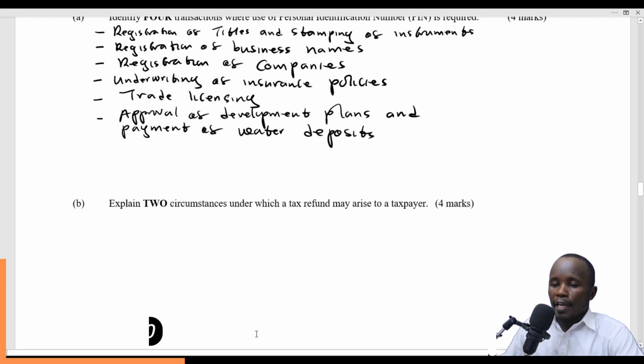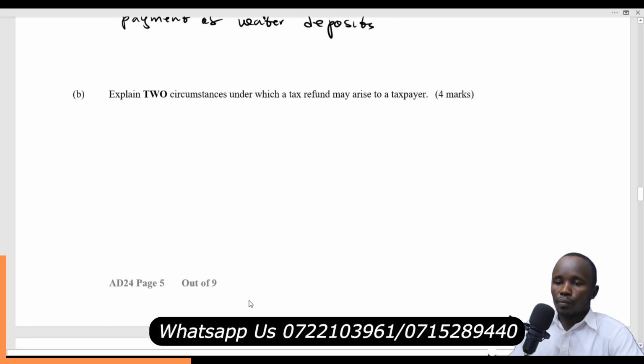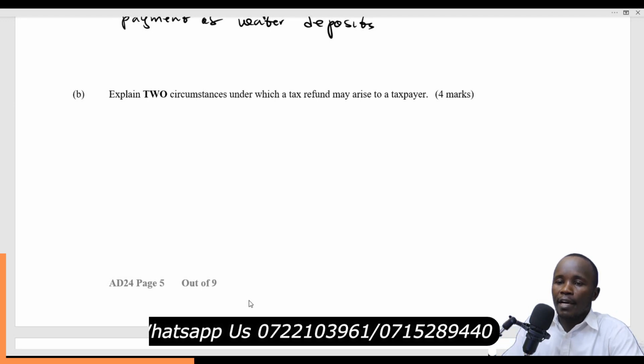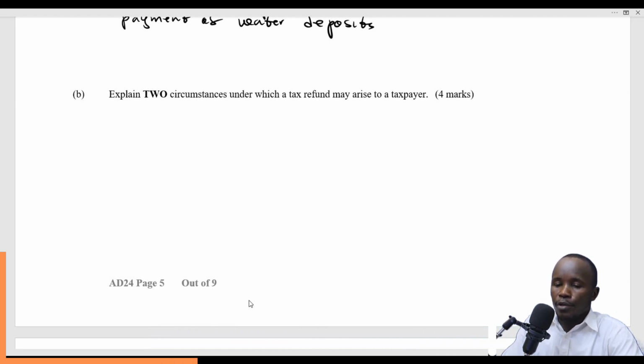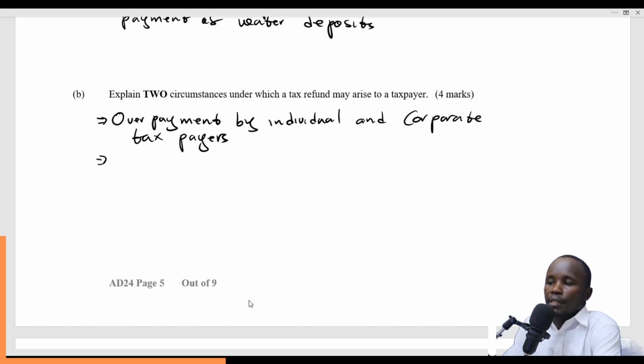Part B, you're told to explain 2 circumstances under which a tax refund may arise to a taxpayer. When do we get a tax refund? That means you want to get back the payments you made to KRA. One, we're talking about overpayment, when there is an overpayment by both individual and corporate taxpayers. When you have made payments beyond what was required, it is called overpayment. In this case, you can get a tax refund.